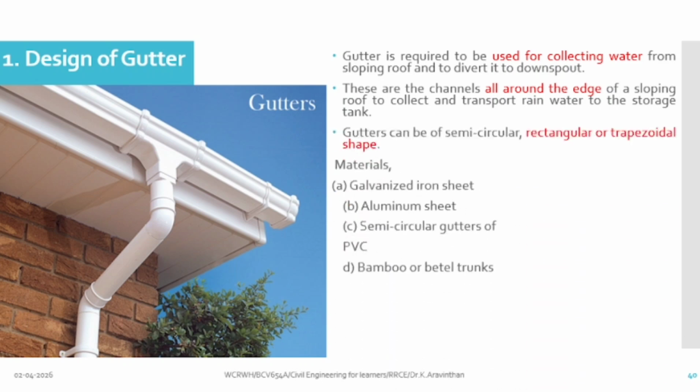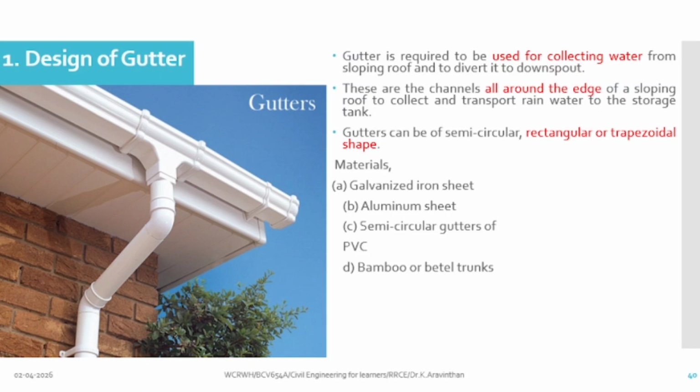Sir, what are the materials this gutter can have? There are a few materials. What are they? Galvanized iron sheet, GI sheet, to reduce corrosion. They particularly use iron sheet. What will happen? It will corrode. If rain comes in contact with steel or iron, it will corrode. Why they are doing galvanizing is to reduce corrosion. Next is aluminium sheet. Instead of this, they can use aluminium sheet.